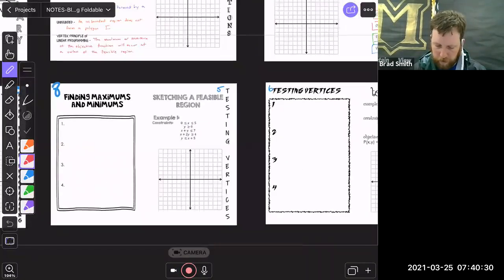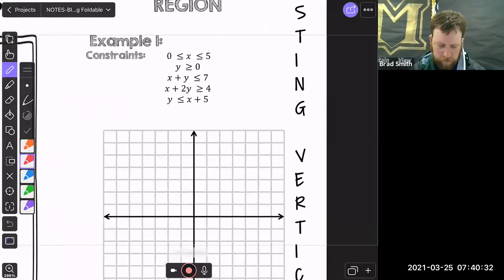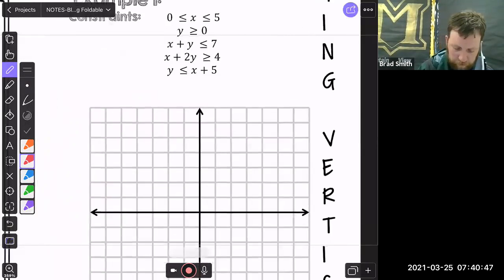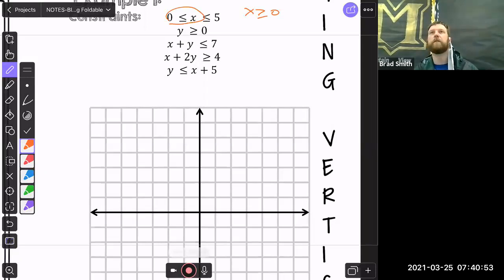All right, sketching a feasible region. I want to look at this. So x is greater than or equal to 0, x is less than or equal to 5, all of this stuff. So a good thing I have 5 colors. The first one, I'm going to look at just this piece. So x is greater than or equal to 0. Once again, it helps me to write it on the right side with the x.